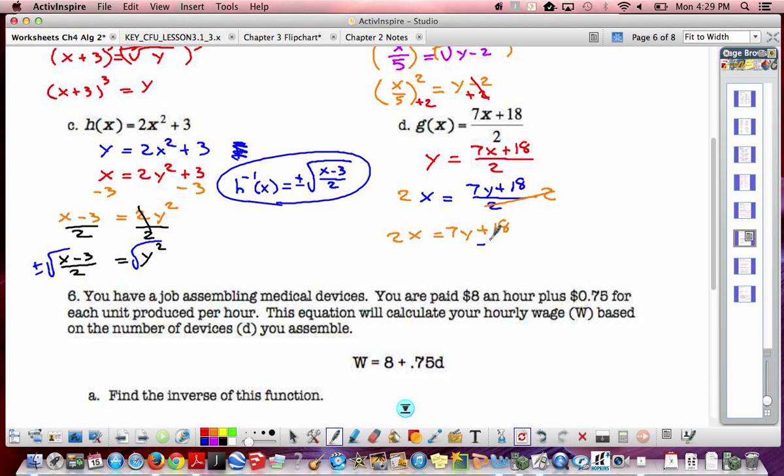So let's subtract 18. So 7y equals 2x minus 18. Divide both sides by 7. There's my inverse function. So g inverse of x is equal to 2x minus 18 all over 7.